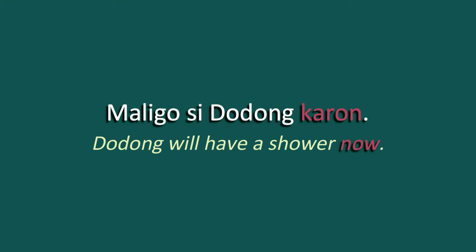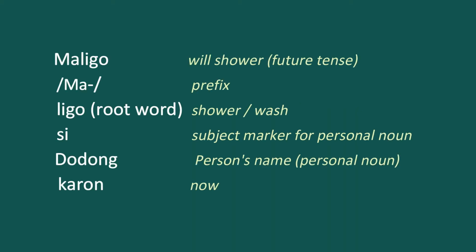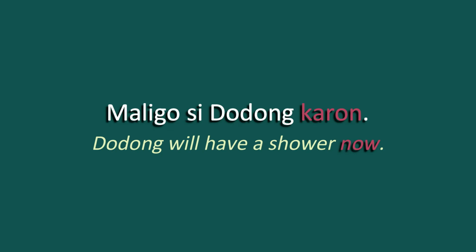Breaking down that sentence, we have maligo, which means we'll have a shower. It comes from the root word ligo, which means shower or wash. So the prefix used is ma, and it's used as a future tense. We have si, which is the subject marker for the personal noun. Dudong is the personal noun, that's the person's name. And obviously, karon is the word for now. So putting that together, we get Maligo si Dudong karon. Dudong will have a shower now.